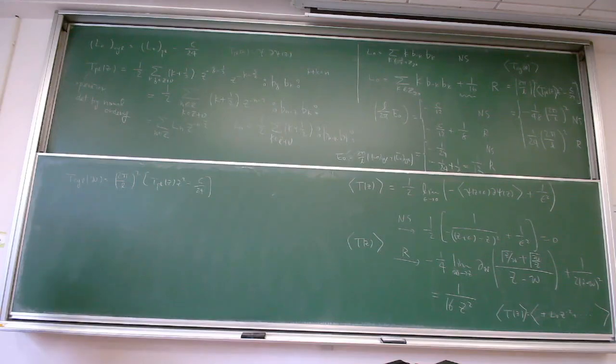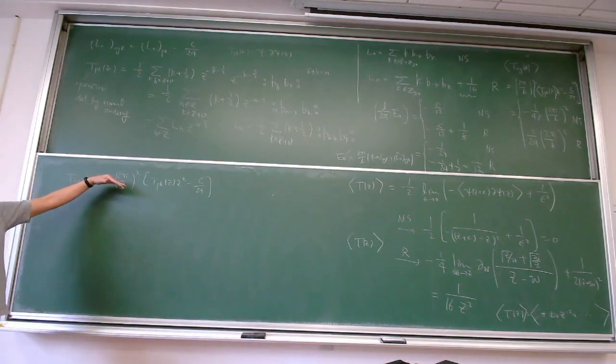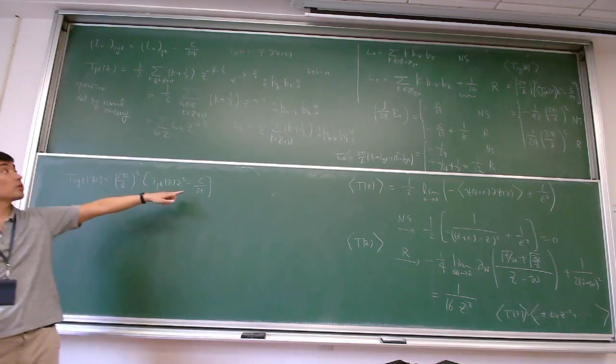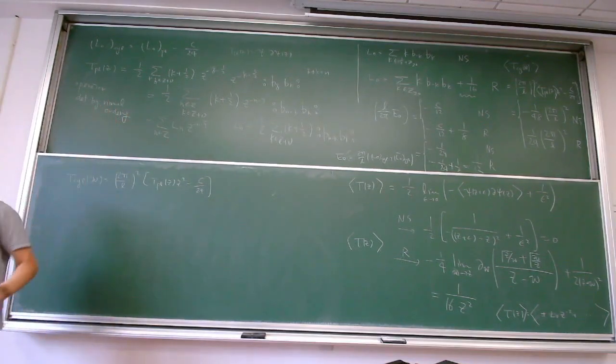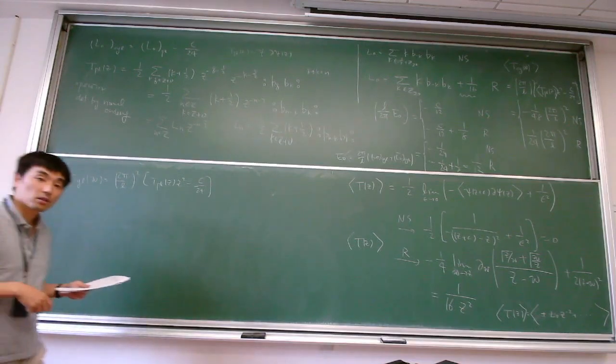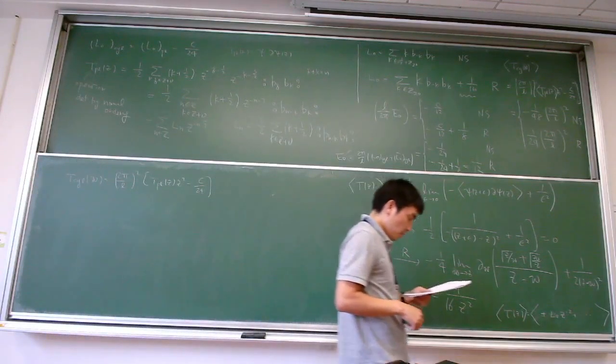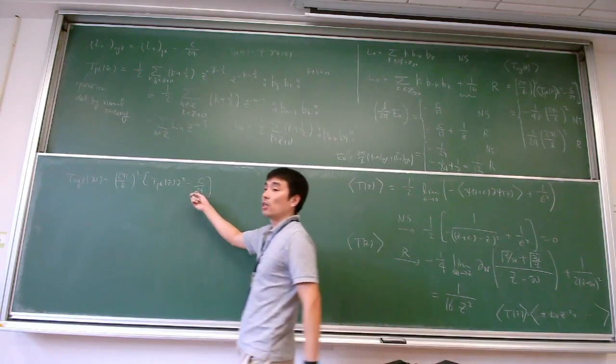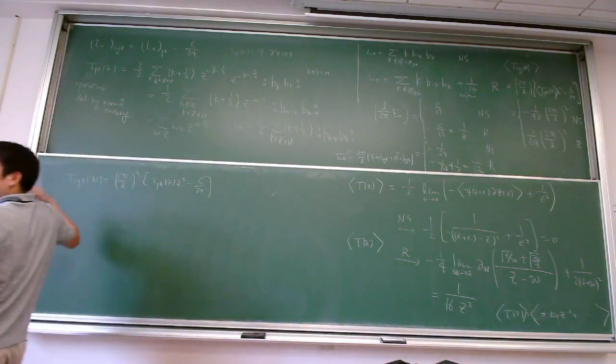Minus c over 24. This really comes from the conformal transformation. So this minus c over 24 really affects the relation between the plane and the cylinder elements. That's what we learned last time. But this is for a generic CFT with central charge c.